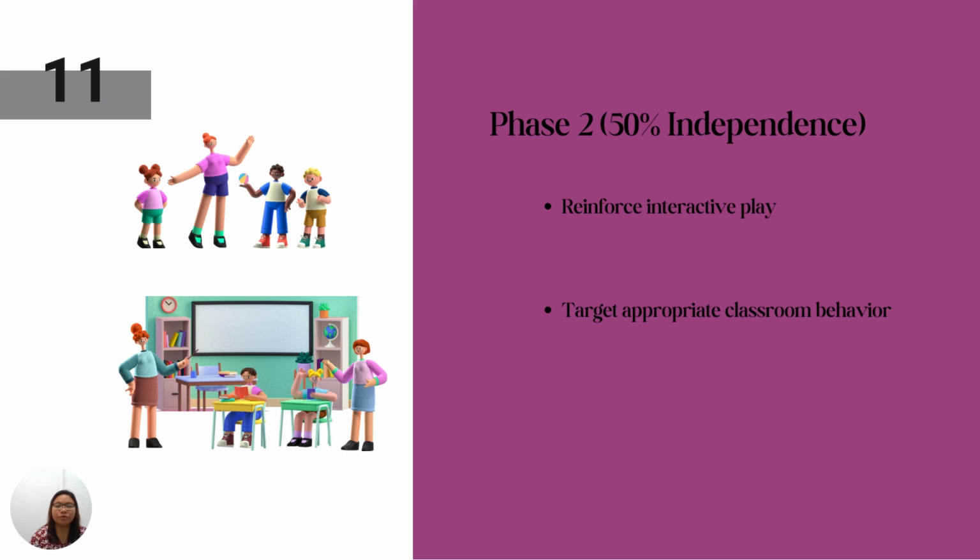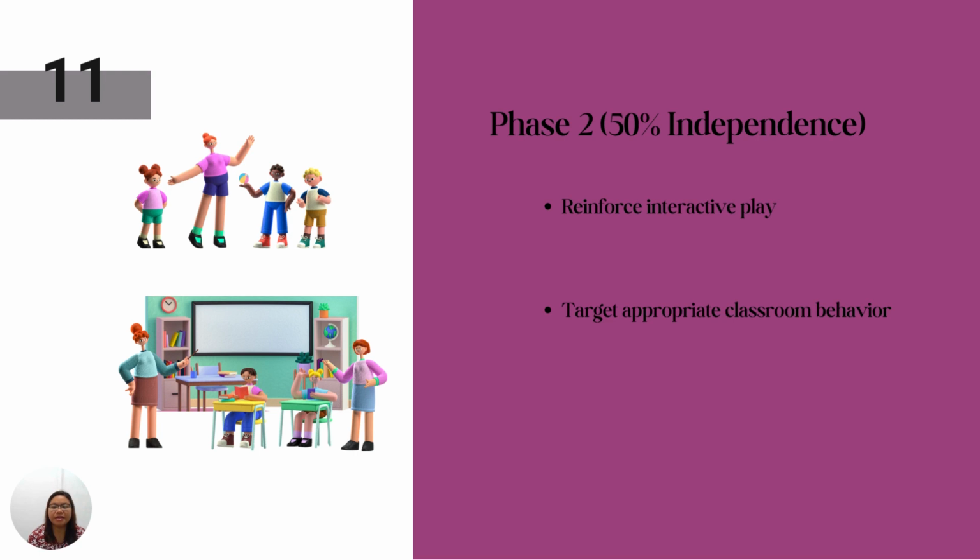In phase two, we aim for 50% independence. Reinforce interactive play, so the school shadow should become a friend with peers. Target appropriate classroom behavior, so that includes following group instructions. Prompting in this phase will be more verbal and imitative, both of the shadow and through observation of others, maybe less physical.